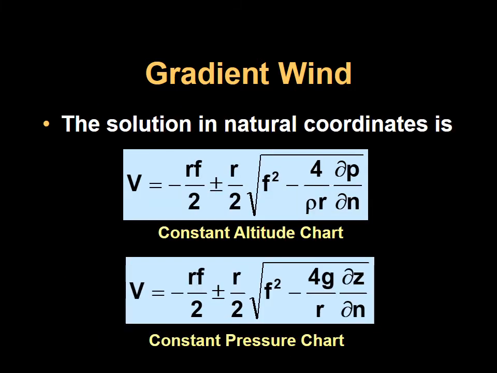And putting that into the equation, you get terms that look like this. It solves for v, and you have v is equal to everything on the right side. And notice that you have a plus and a minus in this equation. We're going to talk about that here in a little bit, but let me just note that the upper equation is for a constant altitude chart because you've got a pressure gradient. The lower one, we made the change to put it in terms of a height gradient, which is what you'd find on constant pressure charts.